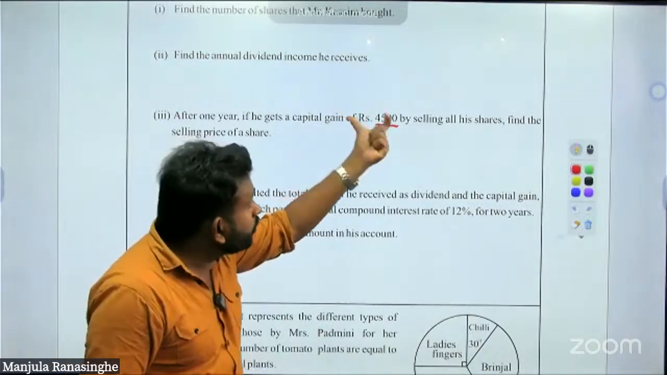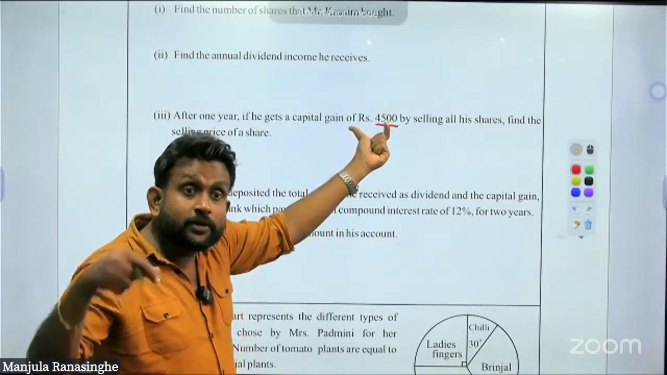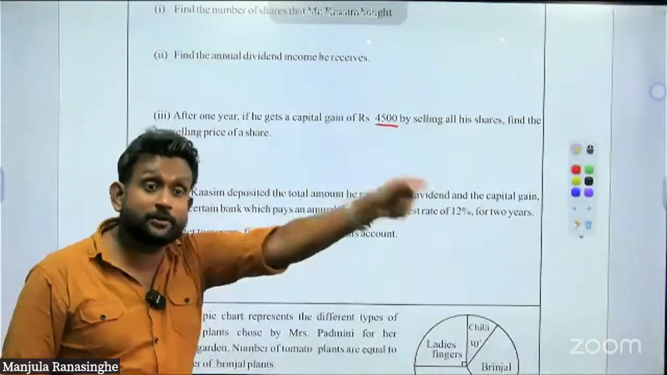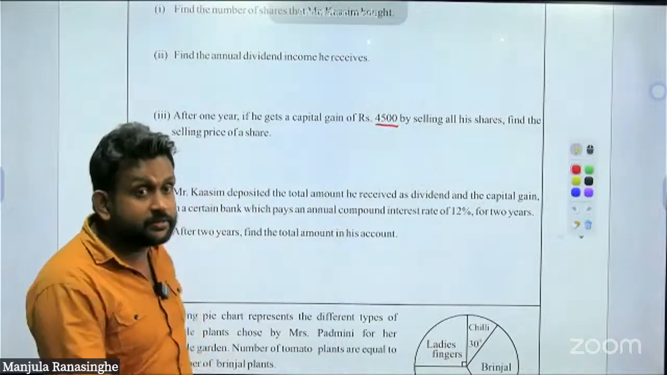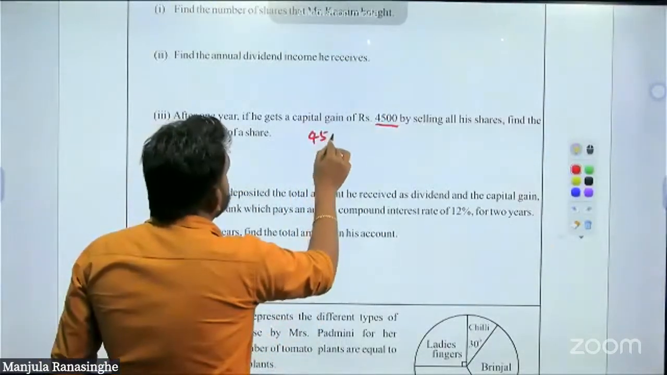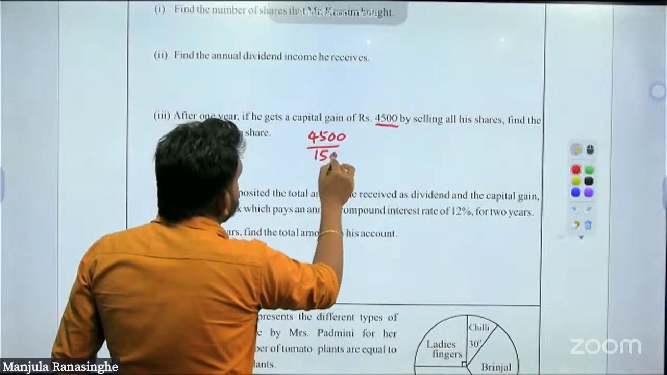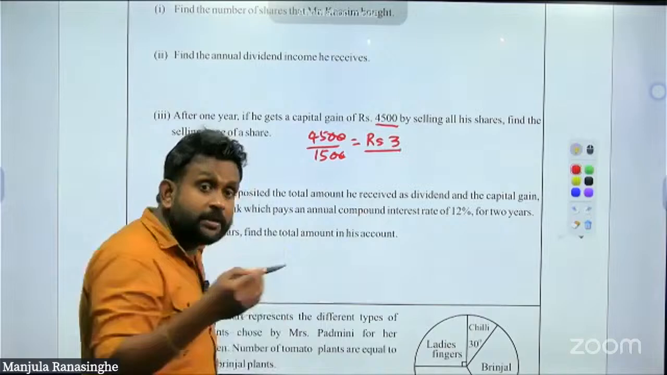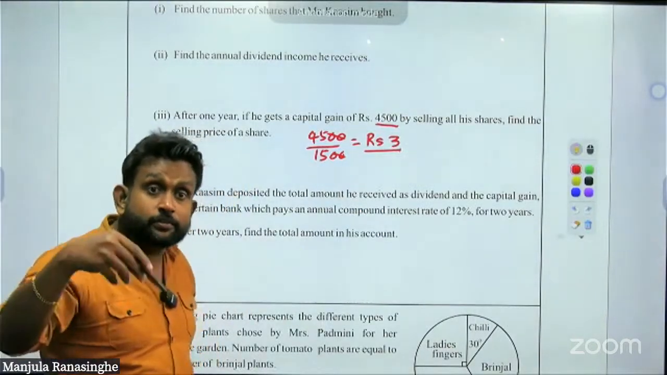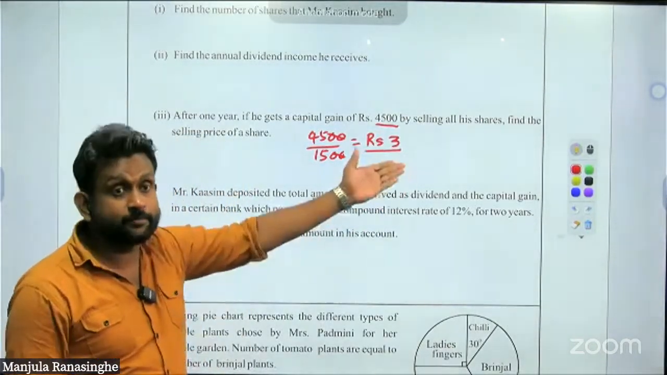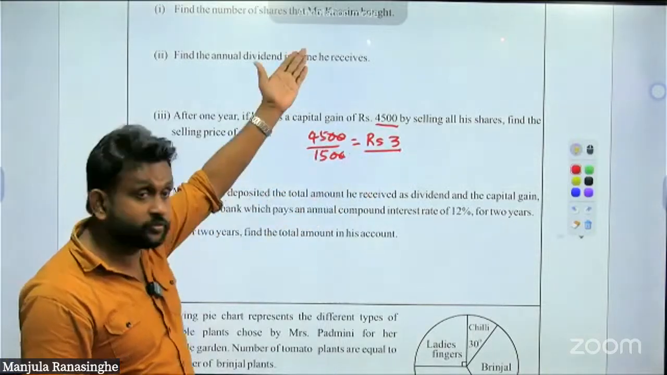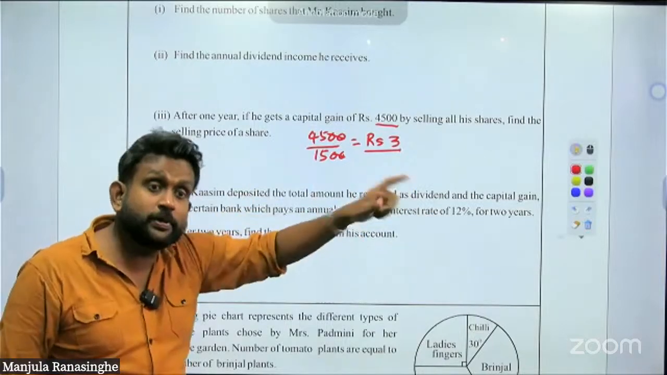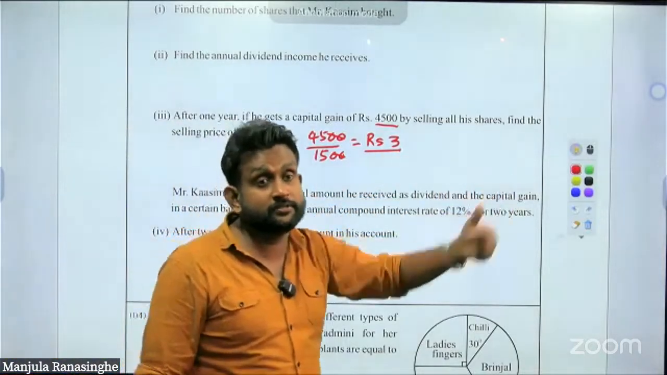So that is the total gain from how many shares? He had 1,500 shares. Then you can find the gain per one share: the total gain divided by the number of shares, 1,500. So you saw that rupees 3 is the gain. Rupees 3 gain means he sold at a price 3 rupees more than the buying price. The buying price was 60, so to make a gain of 3 rupees, the selling price should be 60 plus 3, which is 63.